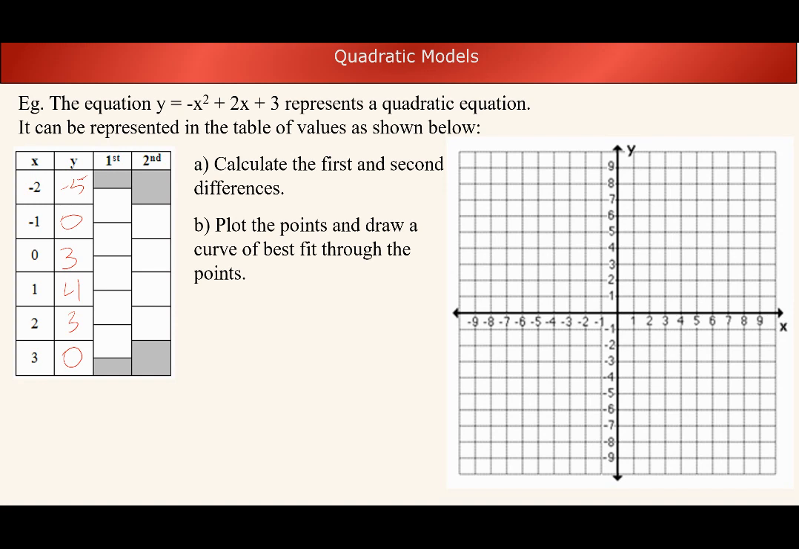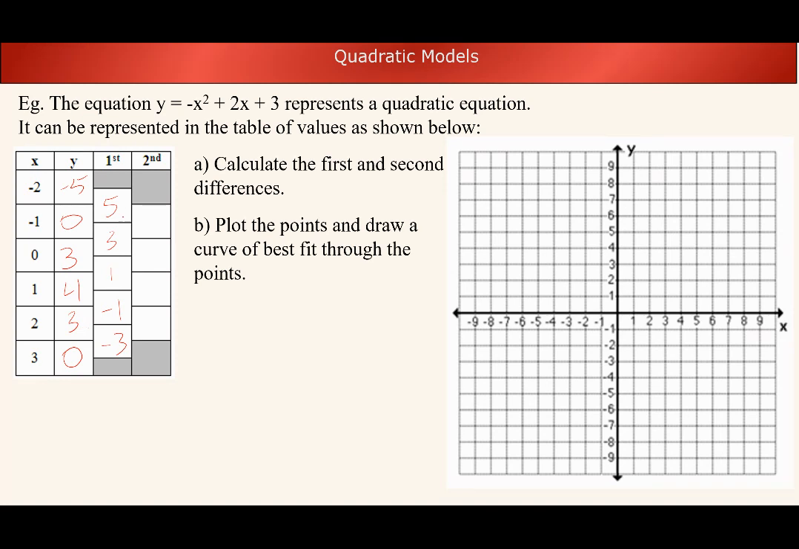So if we do the first difference, negative 5 to 0 is a 5 difference, 0 to 3 is a 3 difference, and then it's a 1 difference. Then it's a negative 1 difference to go from 4 down to 3, and then a negative 3 difference to go from 3 down to 0. So I'm just looking at how did you go from negative 5 to 0, plus 5. 0 to 3 is plus 3. 3 to 4 is plus 1. 4 to 3 is negative 1, and 3 to 0 is negative 3.